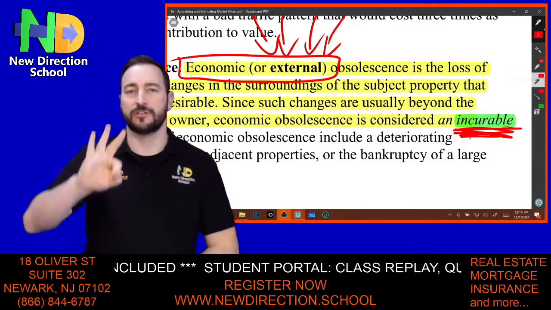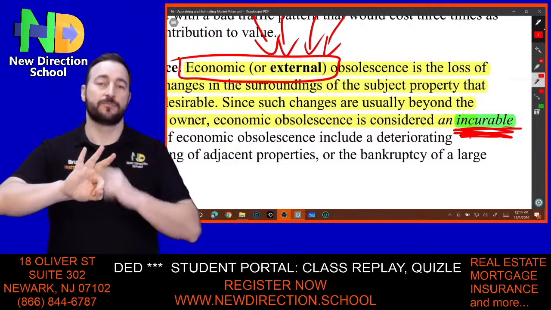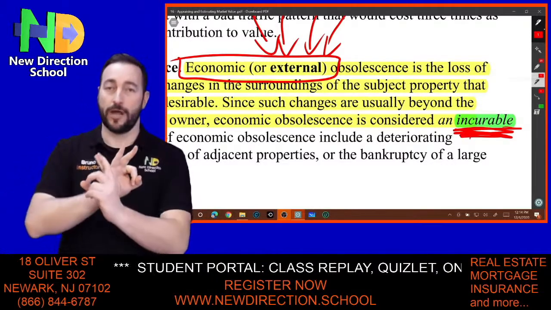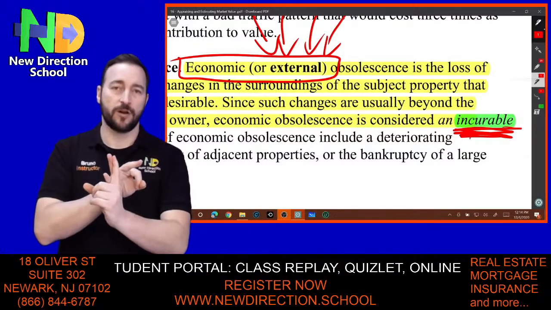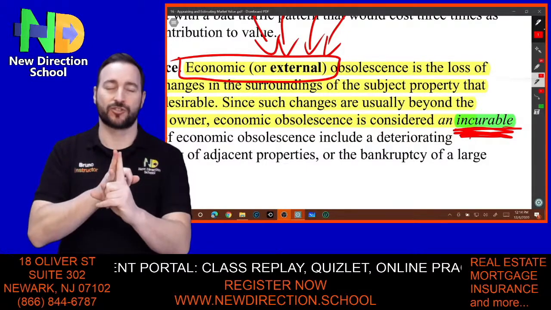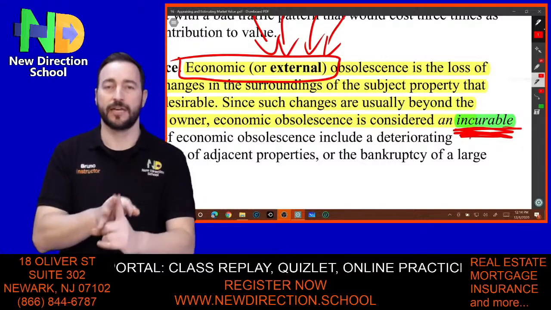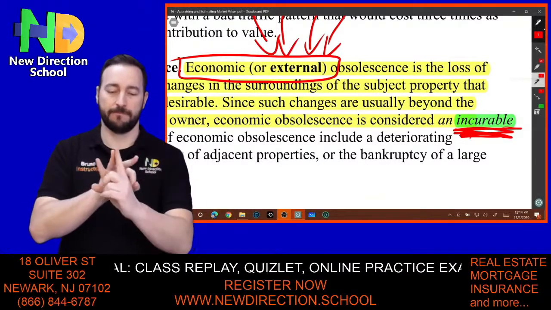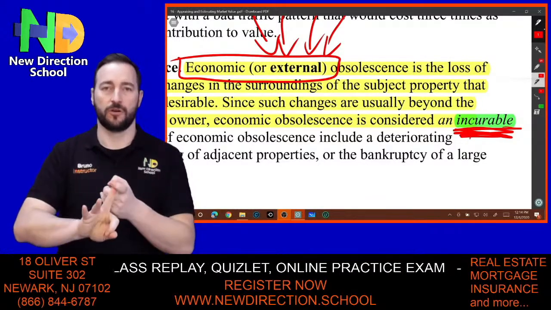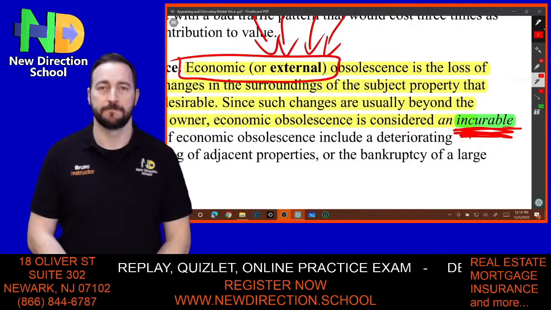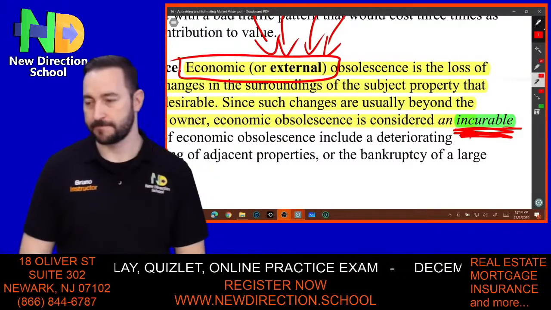All right? So these are the three different types of depreciation: wear and tear, functionality, and external issues. So again, this is physical, functional, or economic obsolescence. You got to remember those.